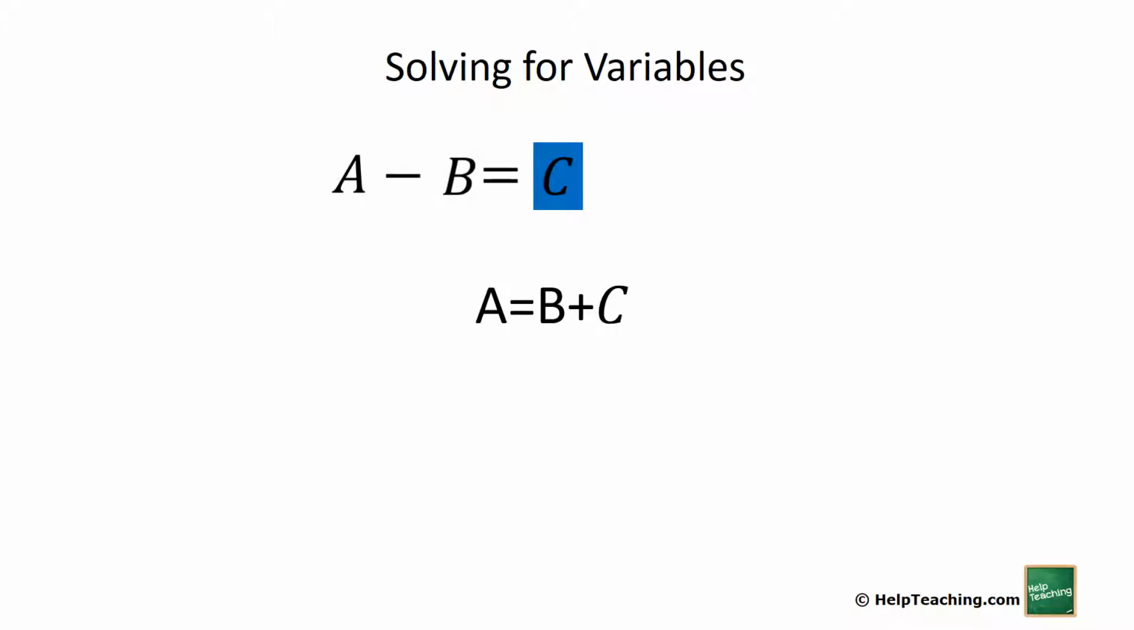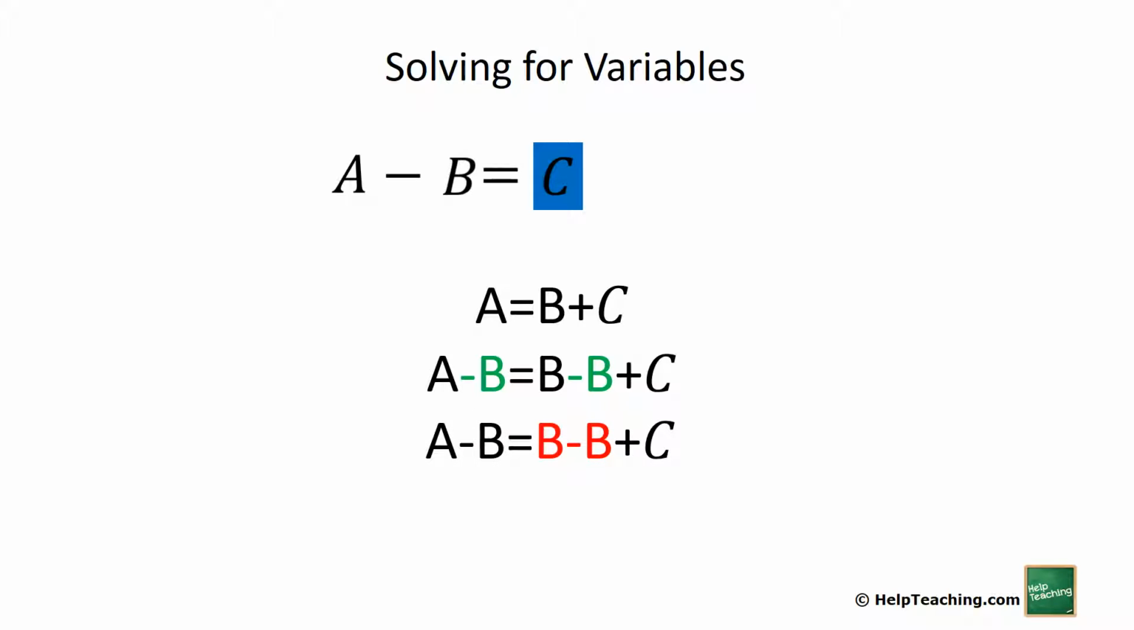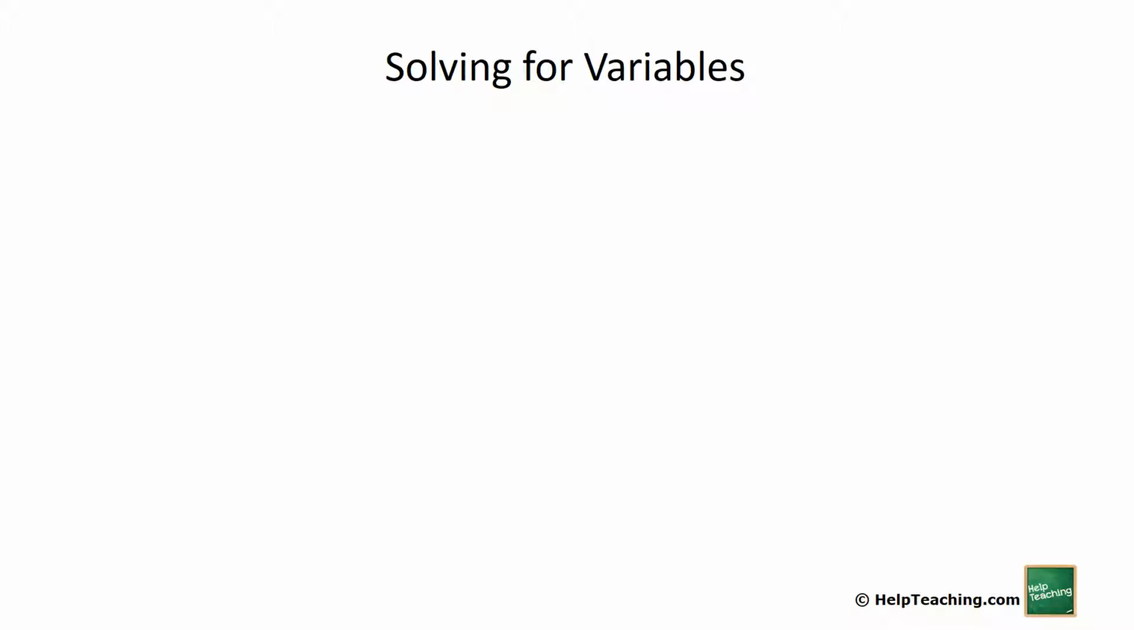A equals B plus C. Now we must subtract B from both sides because the B is attached to the C by addition, and because we must do the same thing to both sides, we have to subtract the B from both sides. Now we have B minus B, which is nothing, so we can cancel those out, and we get A minus B equals C. Let's look at another example.